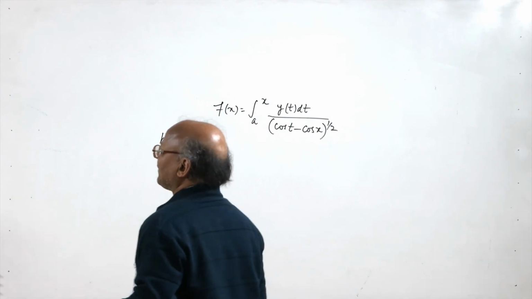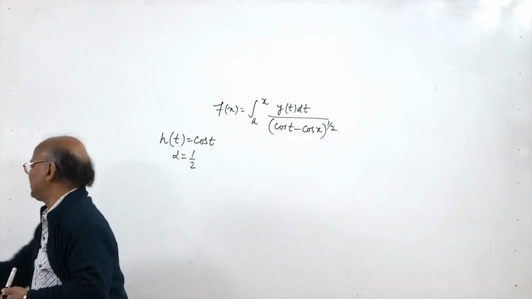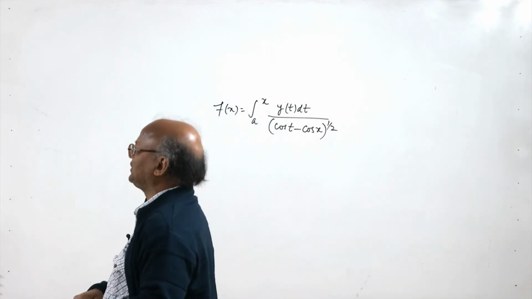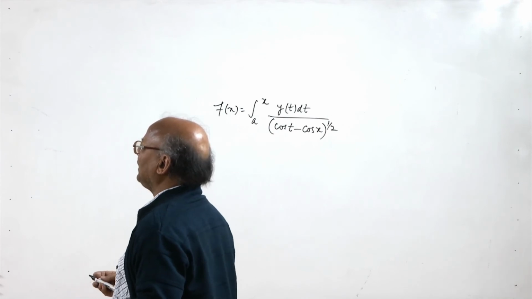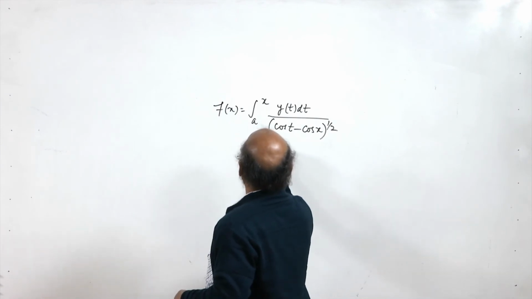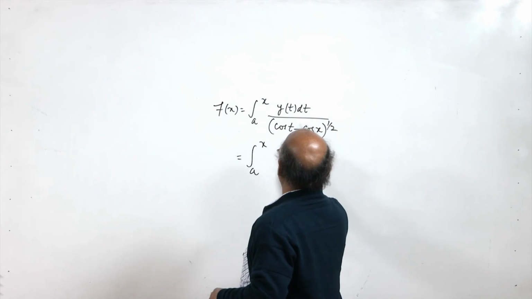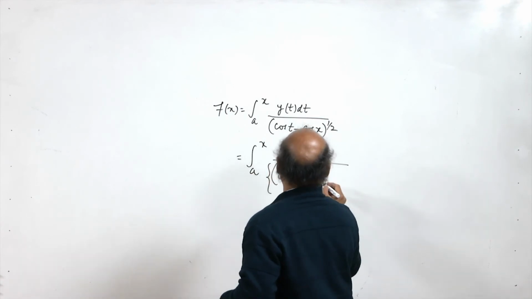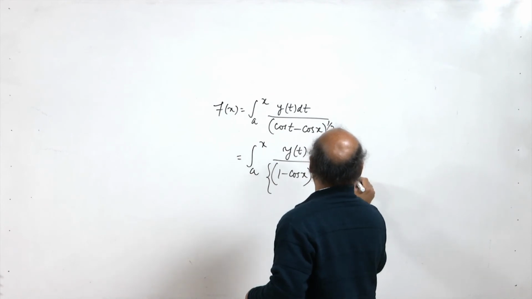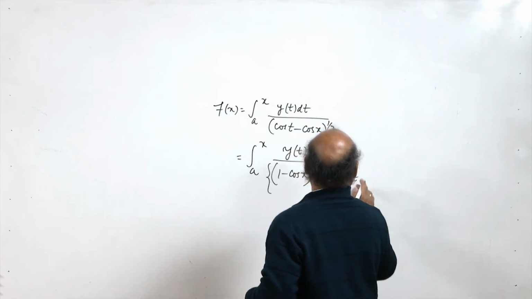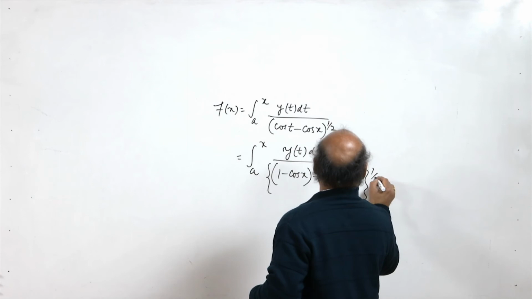Now, not cos t, we will write it differently, because we have to consider the function h(t) in such a way that h(t) is monotonically increasing and its derivative is positive. So let us write it like this: f(x) equal to the integral of φ(t) dt upon (1 minus cos x) minus (1 minus cos t), raised to the power half.